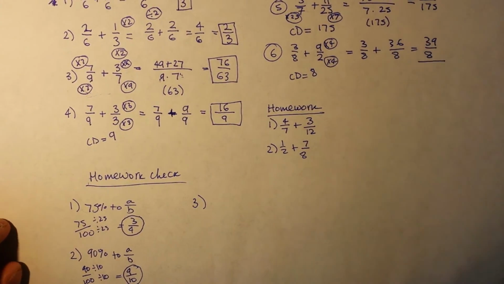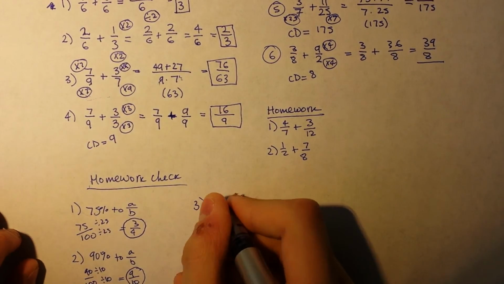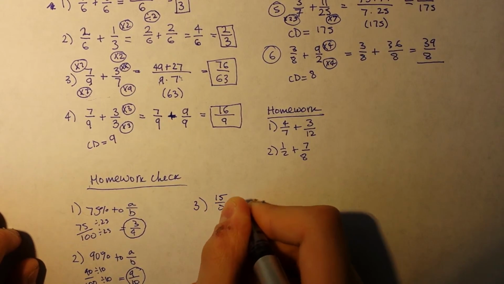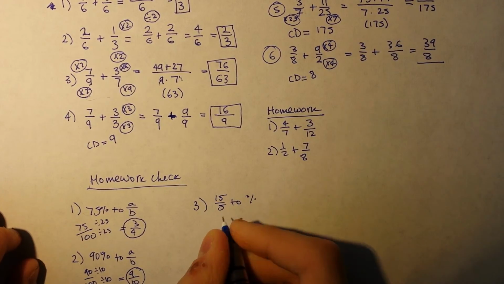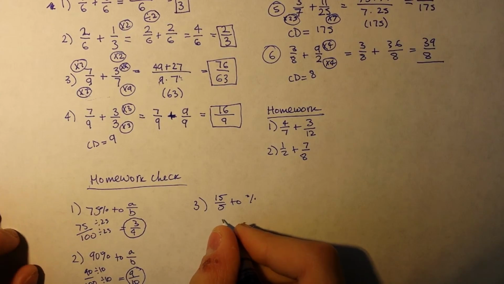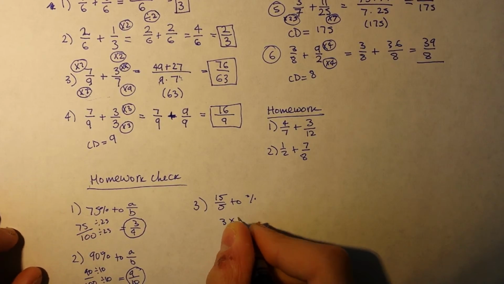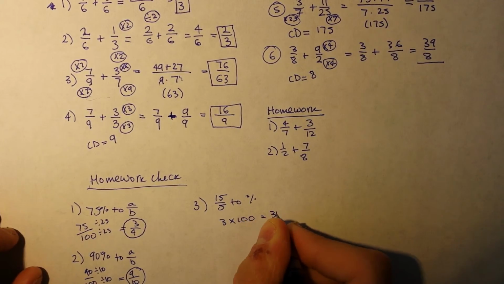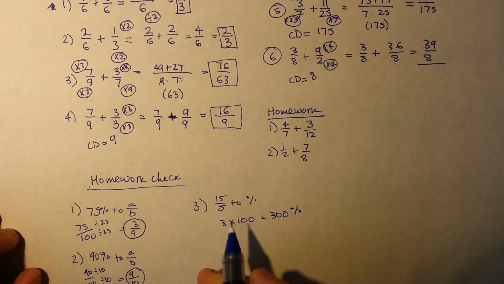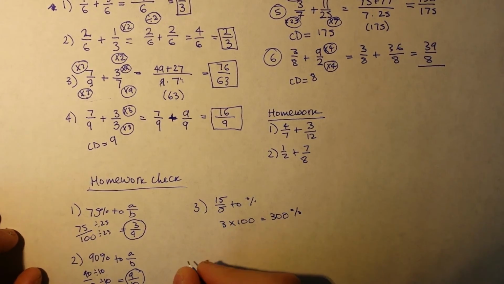Now for number 3, we had 15 over 5 to a percent. So what we have to do is divide 15 by 5 and times 100, so it'll be 3 times 100 equals 300%. So this is what I mean, numerator higher than denominator.